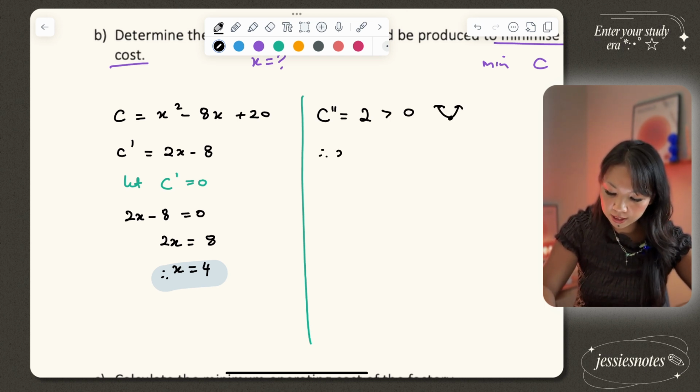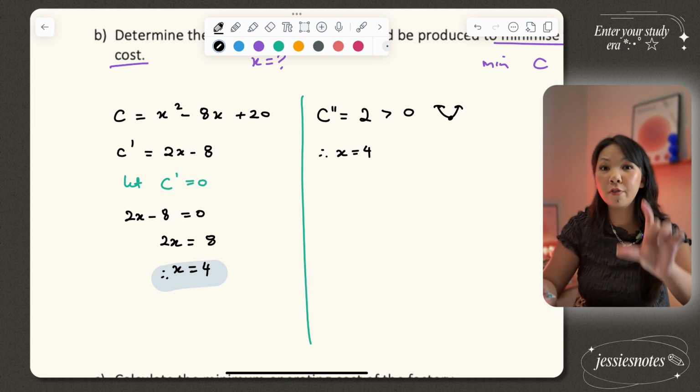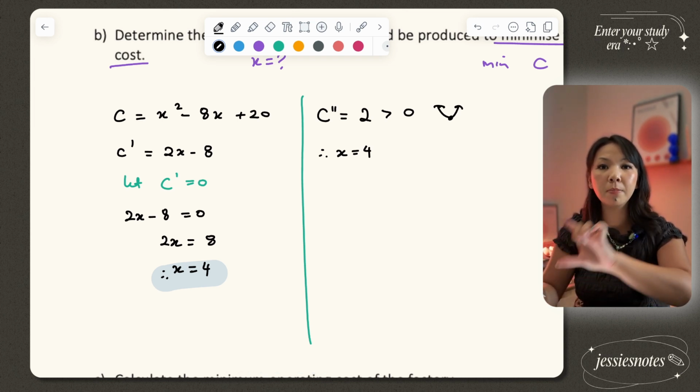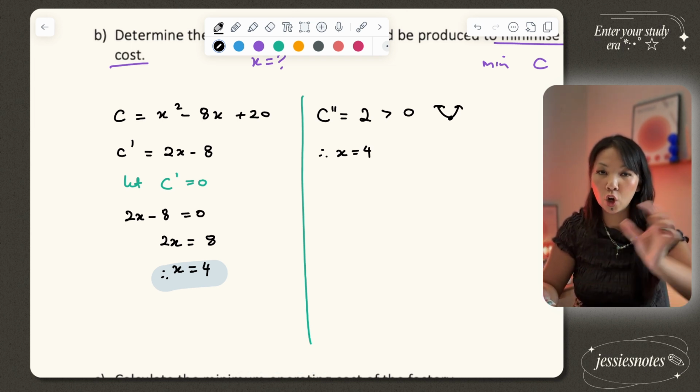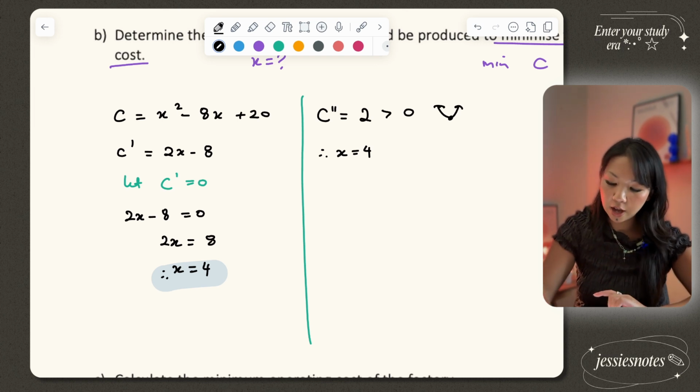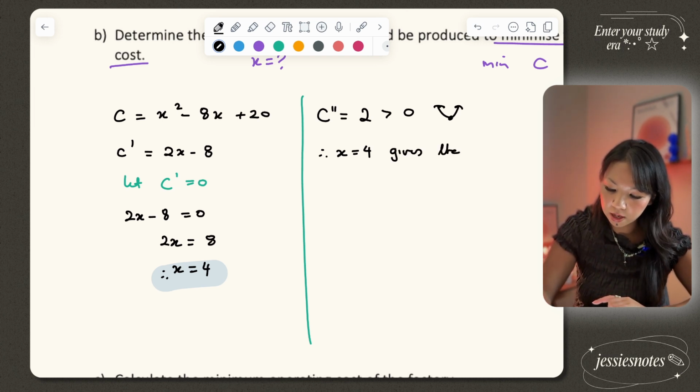So therefore, we can say x equals 4. Refrain from writing it is a minimum turning point because it's a new context. The context now is referring to cost. So I'm going to say it gives the minimum cost.